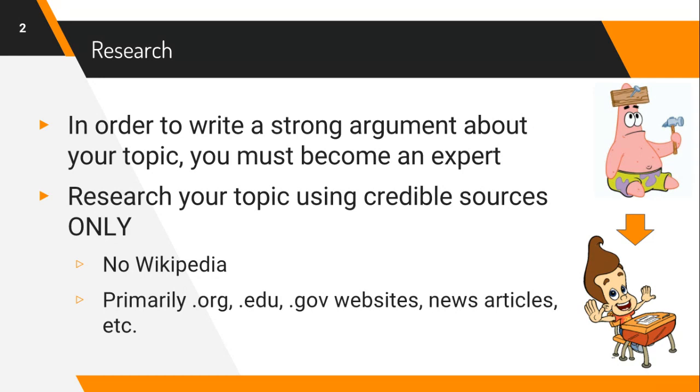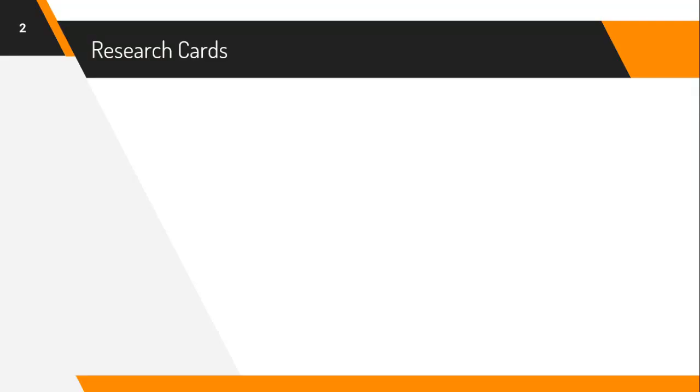Instead, you want to use primarily .org, .edu, or .gov websites, as well as news articles and other similar reliable sources. By only using credible sources for your research, this makes the information that you're providing and the ideas that you're talking about much, much stronger. So only be looking to use credible sources from your research.